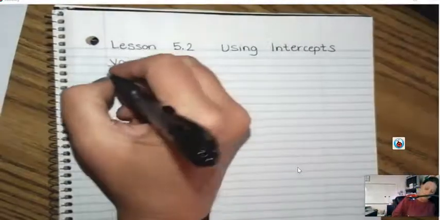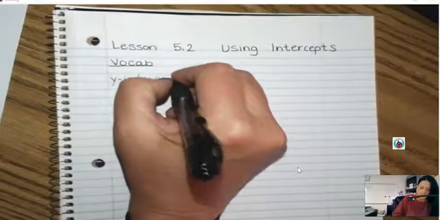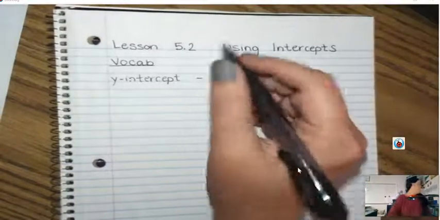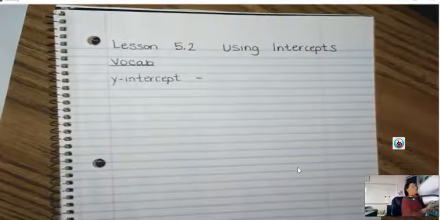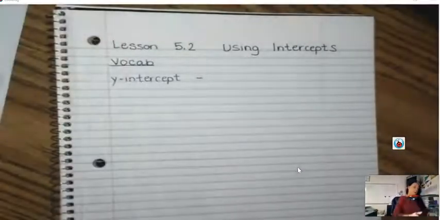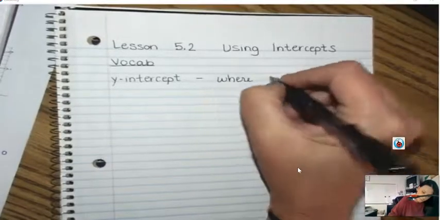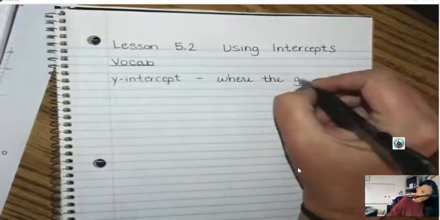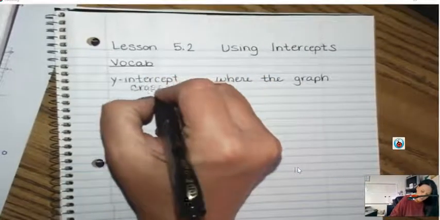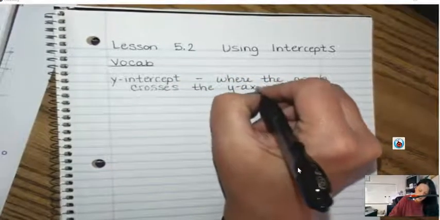First one is Y-intercept. This should all just be review from last year in 8th grade. Your Y-intercept, it's where the graph crosses the y-axis. Where the graph crosses the y-axis.